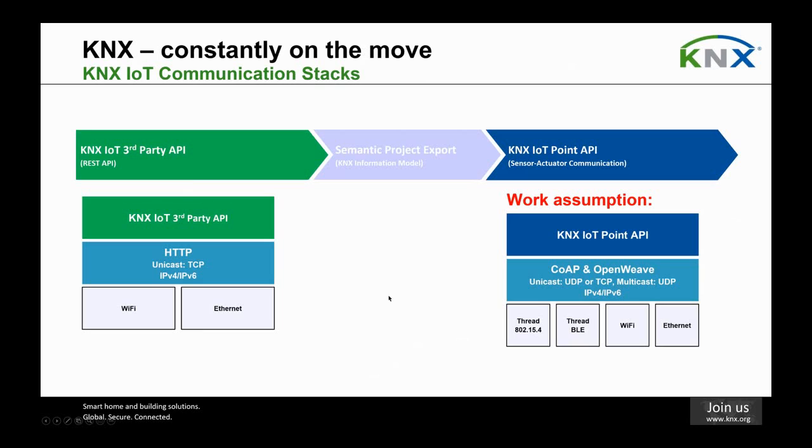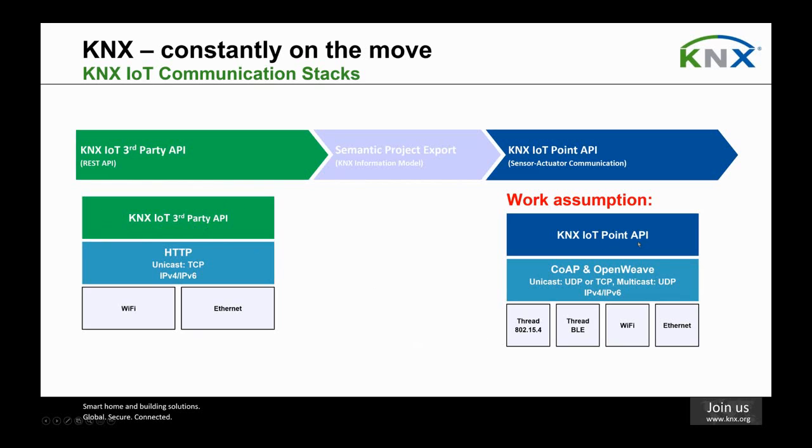What I just formulated is again depicted here as communication stacks. This is the third-party API. This is the Point API. For the third-party API, a gateway could communicate via Wi-Fi or Ethernet on the physical side, would typically use HTTP, would use unicast TCP, and could be IPv4 or IPv6. On top of that is the IoT third-party API.